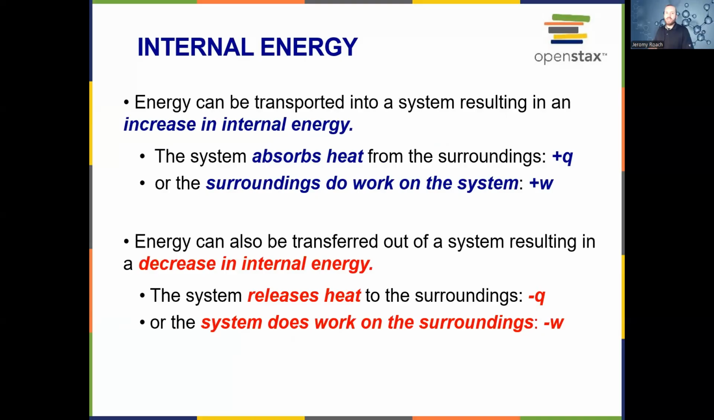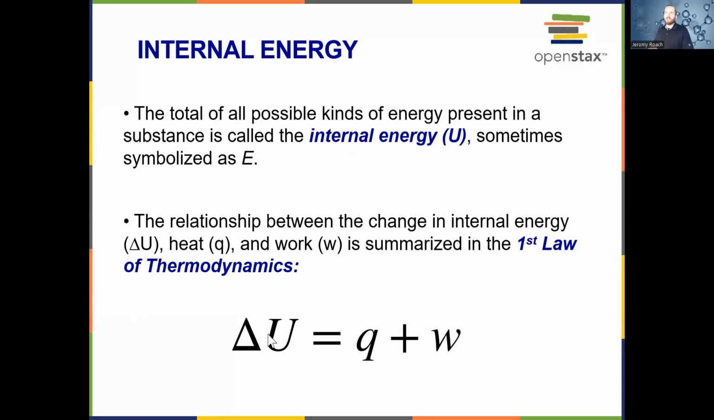All right, so energy can be transported into a system, resulting in an increase in internal energy. It can be transferred as heat or as work. And again, this is our equation. So delta U is the final internal energy minus the initial internal energy. Sometimes we might write that U sub F for final internal energy, or U sub I for initial internal energy. But this formula captures all of the energy changes that occur in a system.